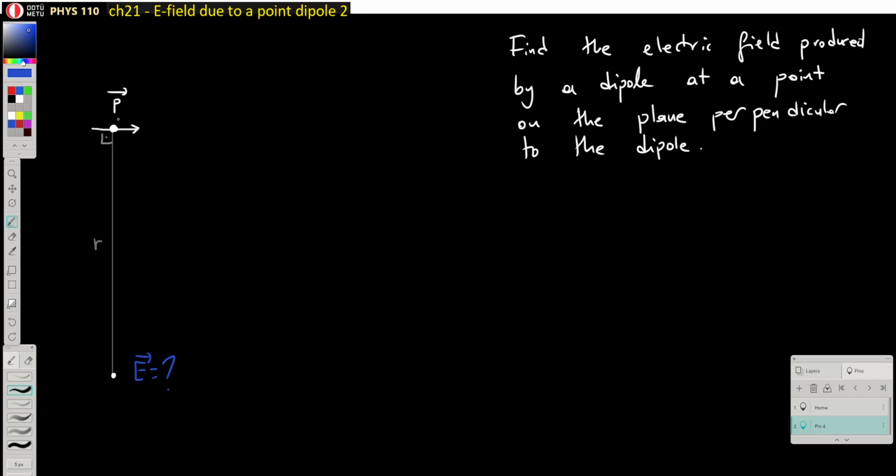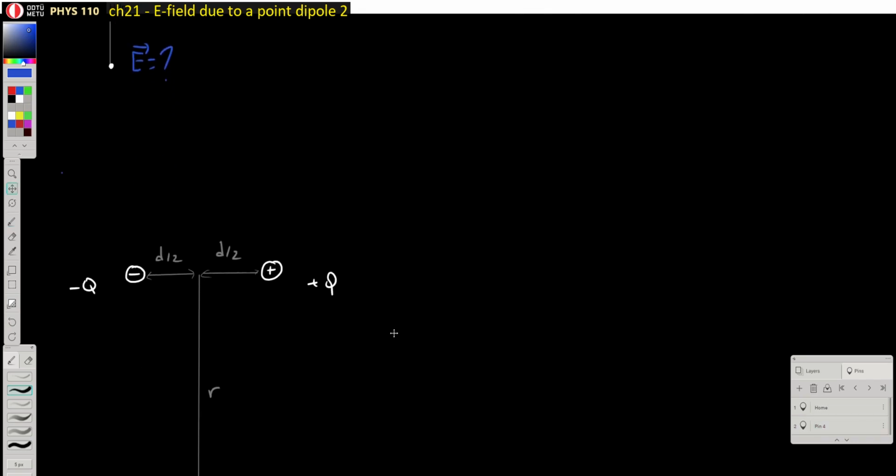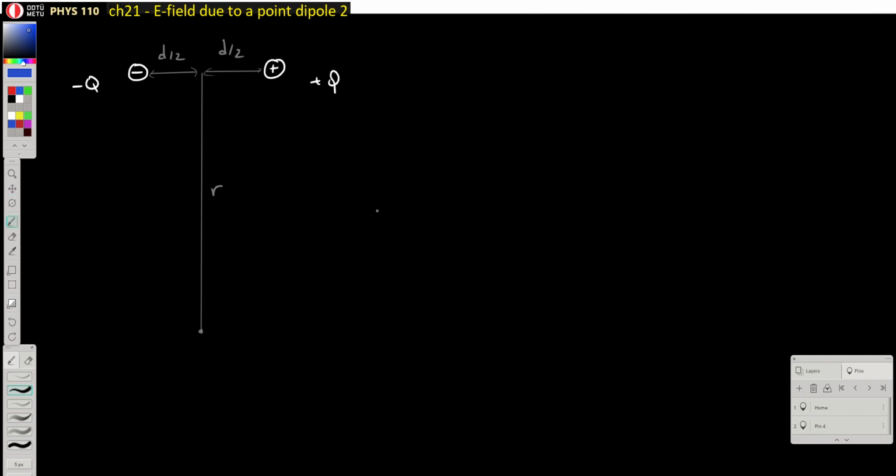So basically we have a point dipole in here, and I have a point in here. What's the electric field produced by the dipole at that point? To solve this, I need to model this point dipole as two point charges which are separated by some distance. This is how we can do it. Again, this is an exaggeration. The charges minus q and plus q are point charges separated by a distance d, and the dipole moment in that case is equal to q times d.